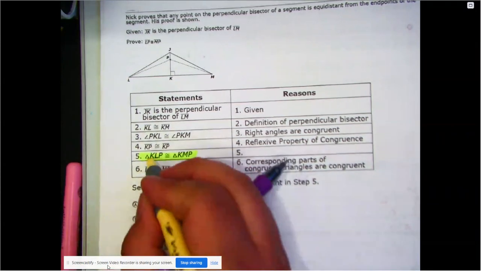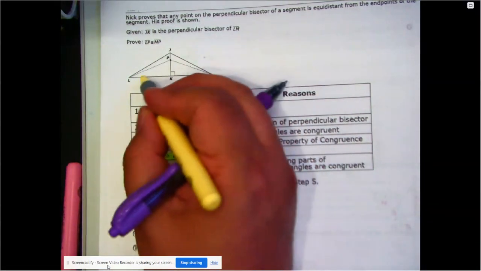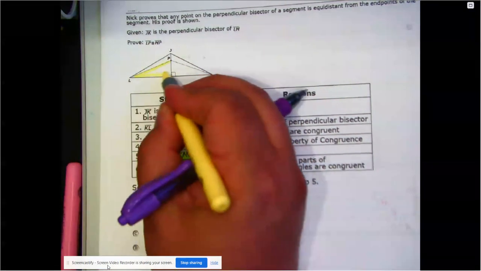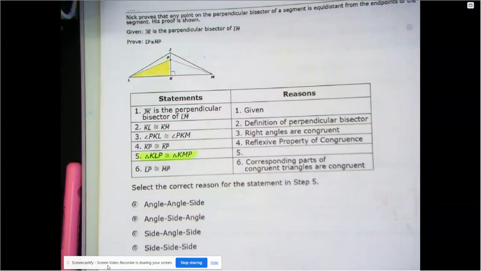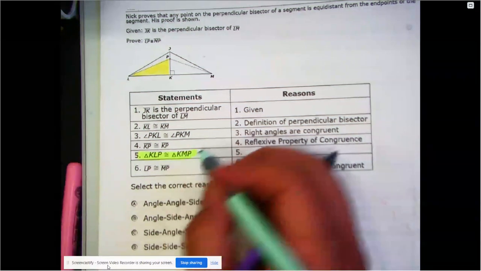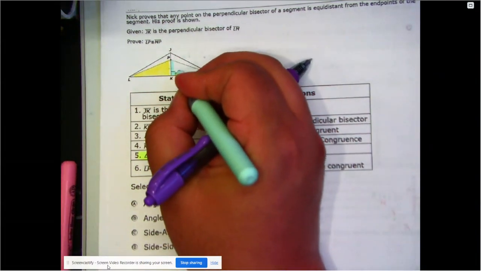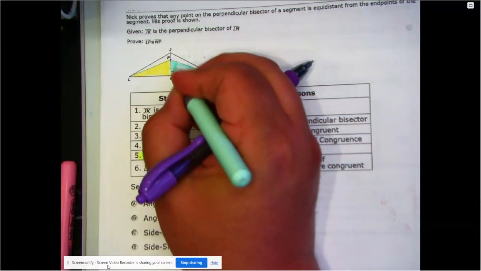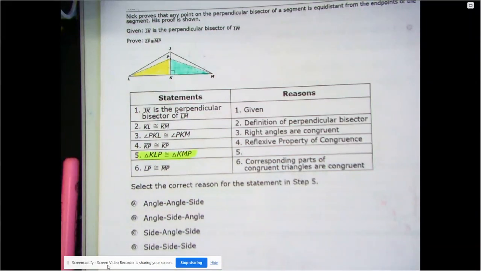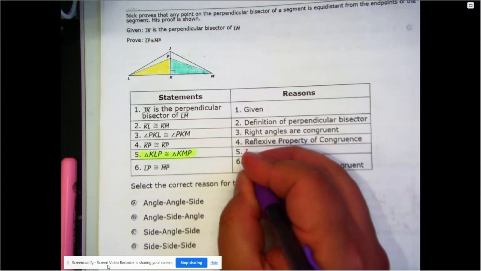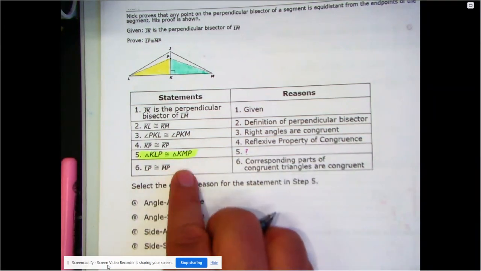So they said KLP, KLP. So that's this one. So that's why it's good to redraw it, right? If you were working on the SBAC, you should redraw it. And KMP. So this one right here. The yellow one and this blue one. We want to make sure that they are equal to each other. But if you notice, all I need is a reason for saying that triangles are congruent. Well, we only have a few reasons for it.